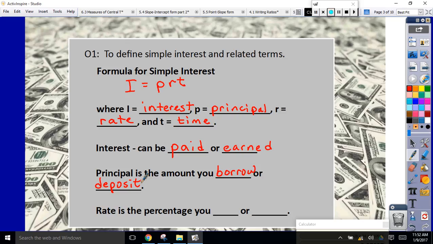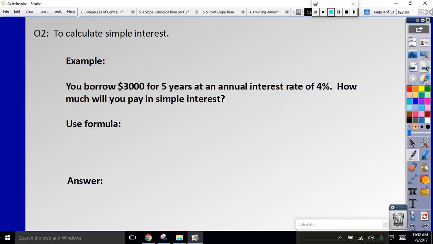The rate is the percentage that you either pay or earn. Percentage you pay or earn. So let's look at how that works out.